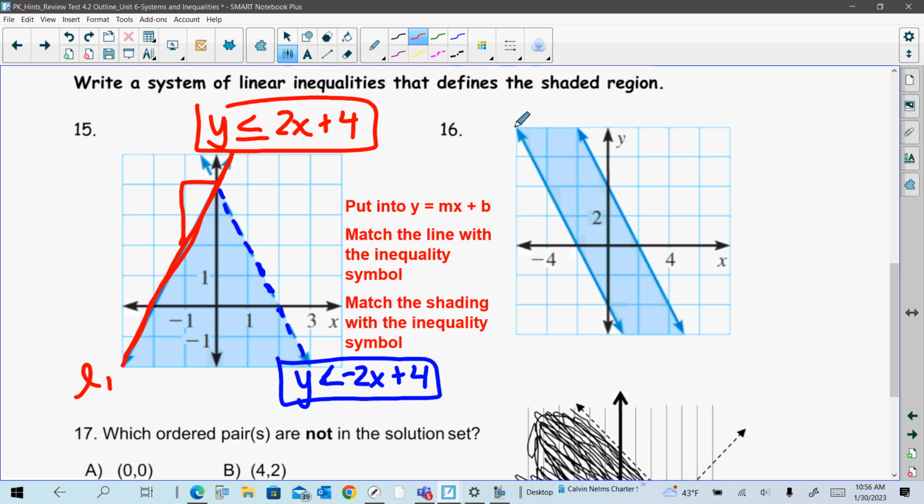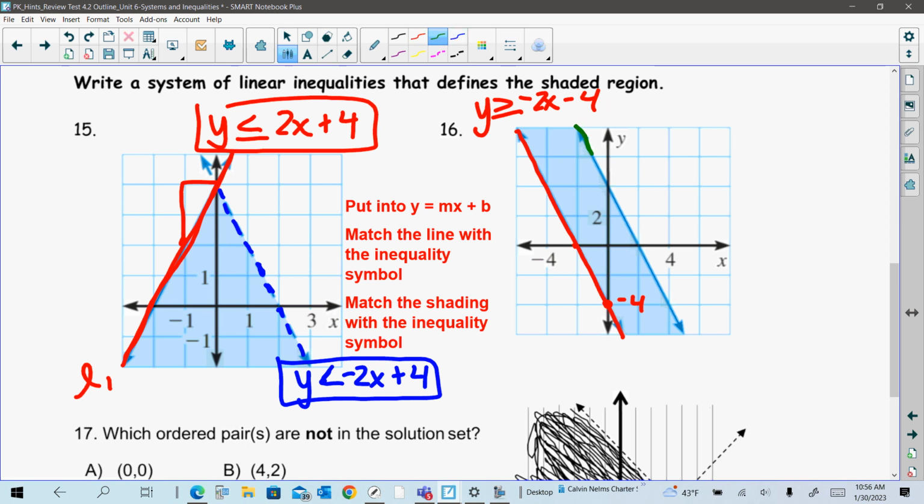So if you do one at a time, like this line, the shading compared to that line is where? Above. So that means it has to be greater than or equal to when it's above. This line crosses the y-axis at a negative 4, and it has a negative slope. It's a negative 2x minus 4.